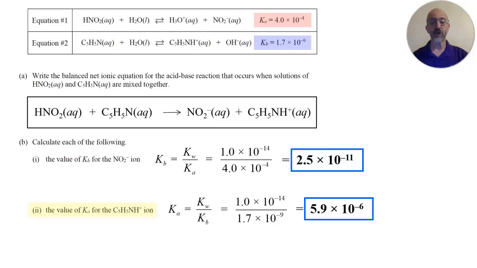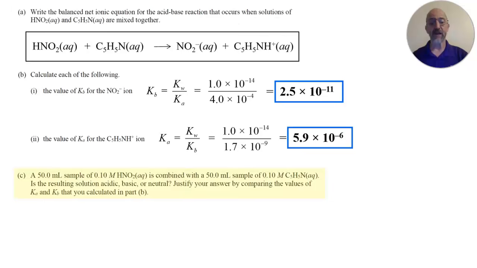So we have NO2 minus and we have C5H5NH plus in solution. Now, which of these substances will dominate and affect the pH of the solution? Well, that's what we have to answer in part C. Let's go ahead and take a look at part C.